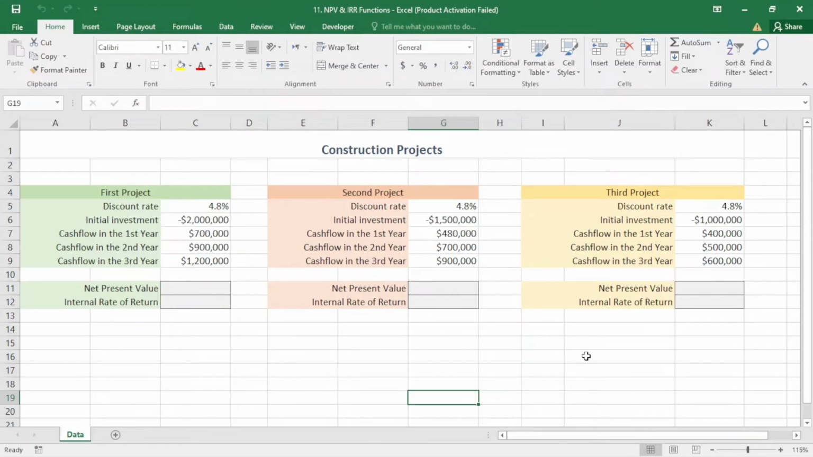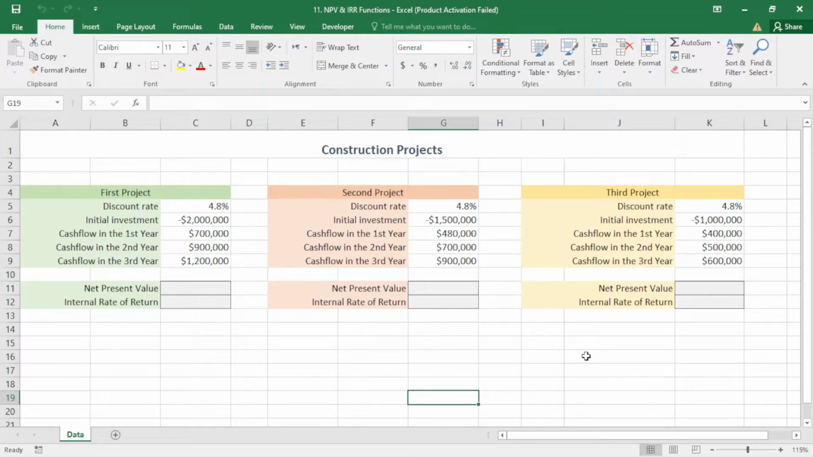Today our topic is about the NPV and IRR functions, or net present value and internal rate of return. Here you can see we have three projects. First of all, I want to find out in which project I should invest in order to get more profit during this period of 3 years.